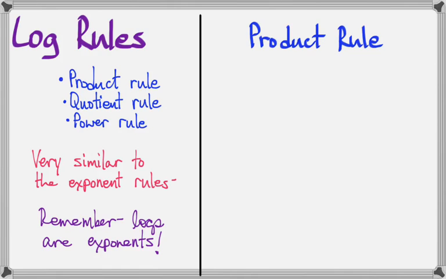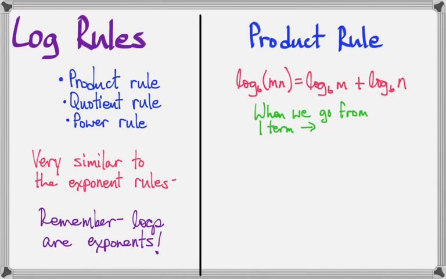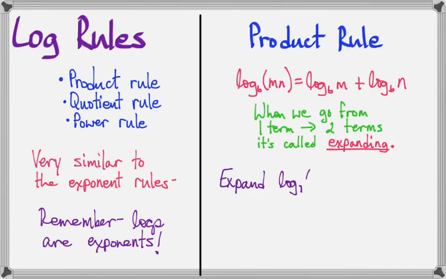First up is the product rule. The product rule just says that the log of a product is equal to the log of one factor plus the log of the other factor. So it takes one term and makes it into two terms. And whenever we go from one term to two terms, that's called expanding, because it takes more terms, so it's expanded. So just for an example, let's expand log base 7 of 3x.